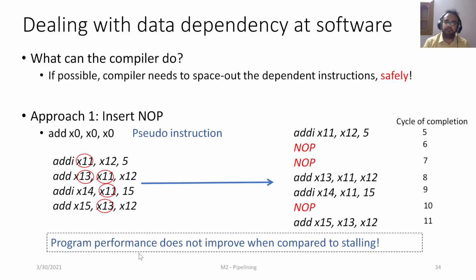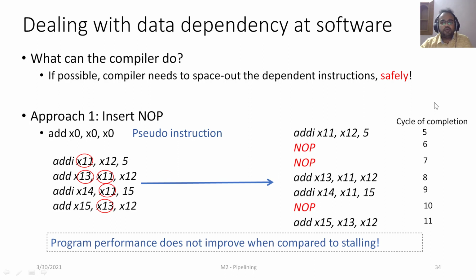So if you ask why we are looking at it, then like I mentioned in the previous slide, maybe there is a simple hardware that does not do any stalling or data forwarding, basically does not have a hazard detection unit. In that case, the compiler will take these 4 instructions and space them out so that there is no overlap at the hardware.